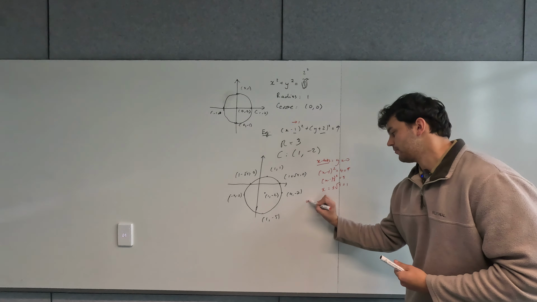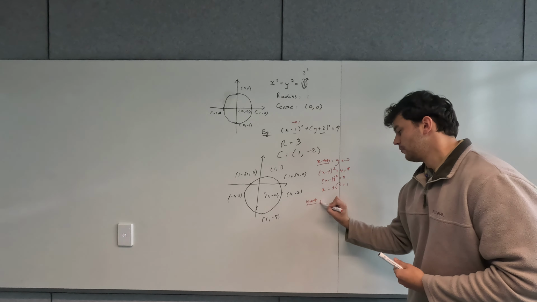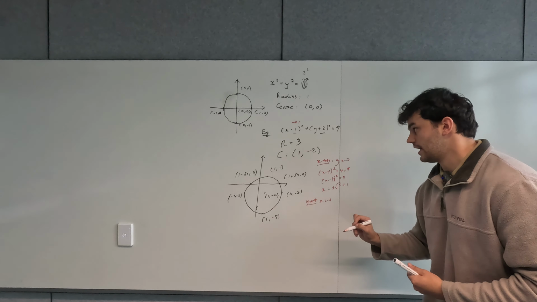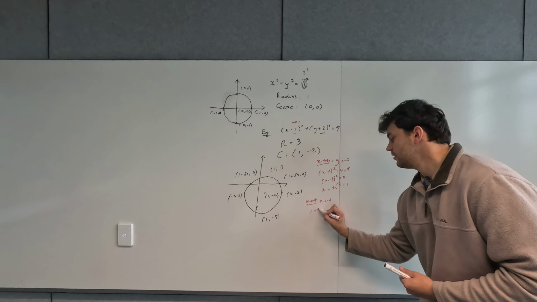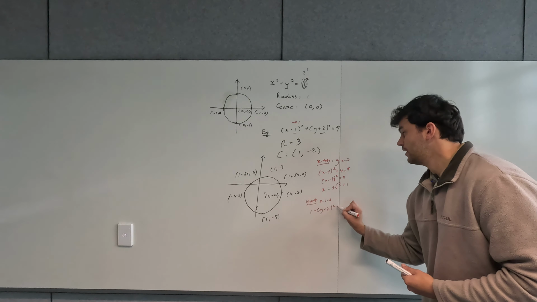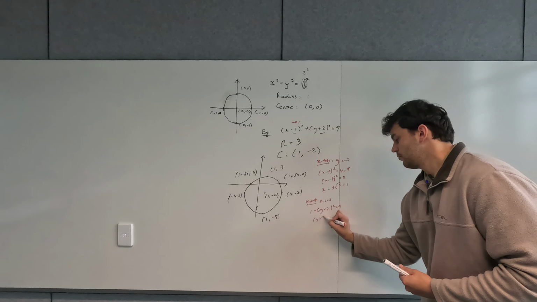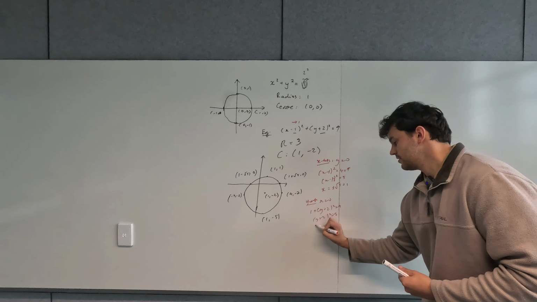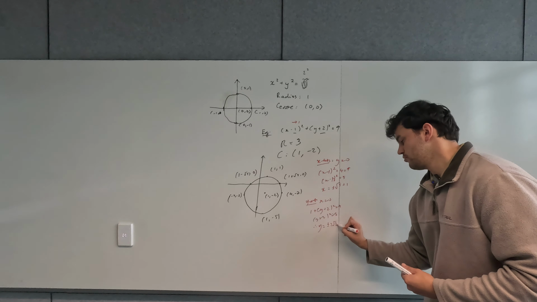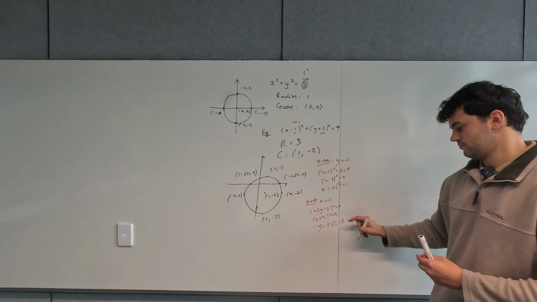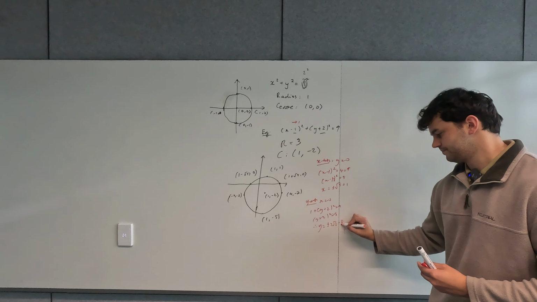Let's just find the y-intercepts very quickly. Y-intercepts happen when x is equal to 0. So let's calculate it here. We end up getting (0 - 1)², which becomes positive 1, plus (y + 2)² is equal to 9. (y + 2)² is equal to 8. Therefore, y is equal to ±2√2 - 2. I don't know why I drew a bracket there.